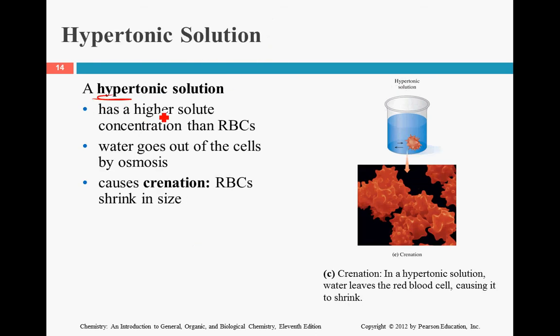Hypertonic means a higher concentration. That means instead of the water going in, now the water is coming out and the cell is shrinking up. That's called crenation, when it shrinks in size because the water that's inside these cells is actually escaping into the solution because it's trying to even out that osmotic pressure.